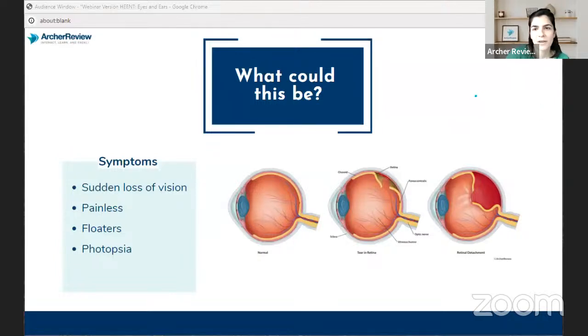All right, you guys, what about this? What could this be? So what if a patient said they had sudden painless loss of vision, right? So that's going to be the key teller there. It's painless, sudden vision loss. They might see some floaters, some flashes of light, and then they'll probably give you a picture like this on the boards. So what's happening here? What do you think?